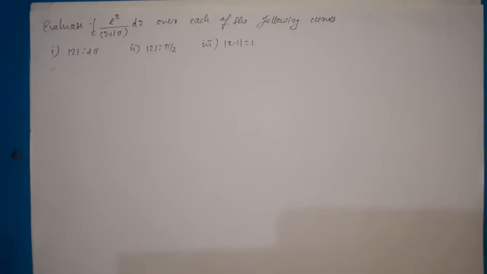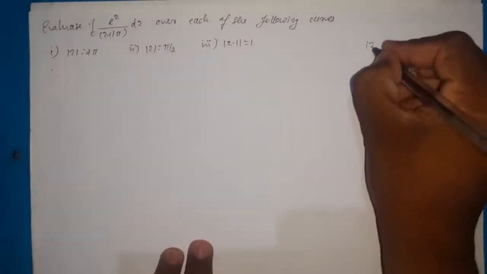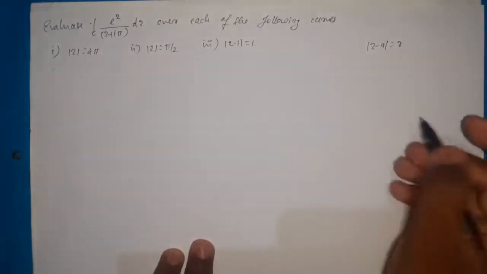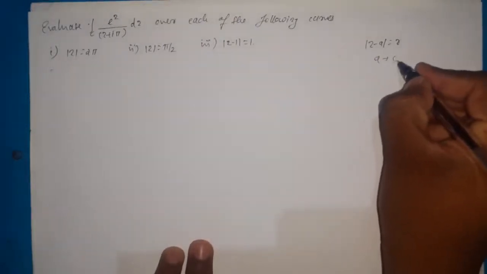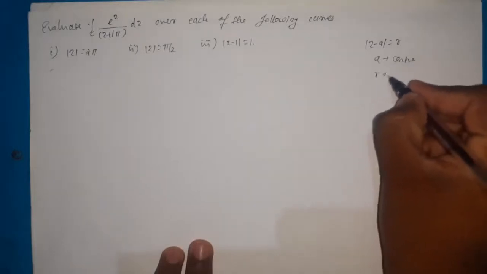So first one, evaluate integration over c e power z divided by z plus I pi dz over each of the following curves. So the first curve is mod z equal to 2 pi, and mod z equal to pi by 2, mod of z minus 1 equal to 1. So here the given curves are the circles having the equations mod of z minus a is equal to r, where a is the center and r is radius.